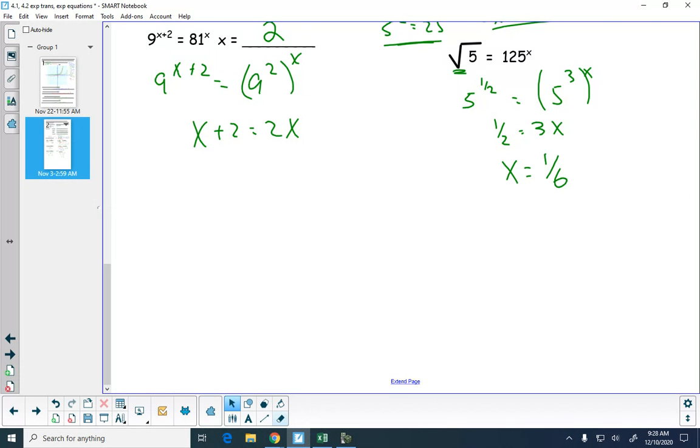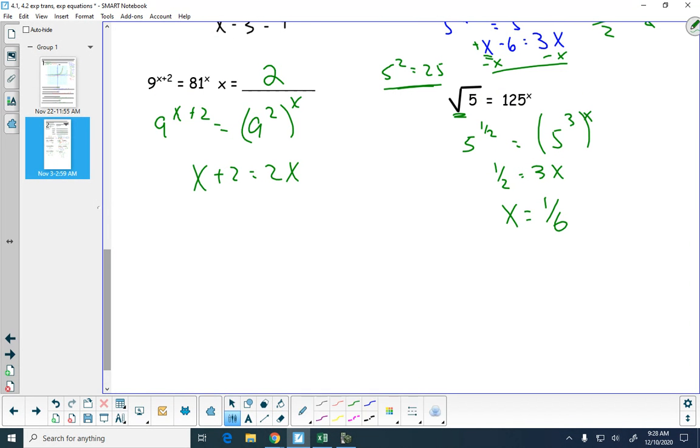All right, I'm going to take a look at one last problem here. Let's see here. 25 to the x plus 1 power is equal to 125 to the 2x plus 3 power. There we go. There's our challenge problem for the day. Okay, first rewrite as a base of 5.